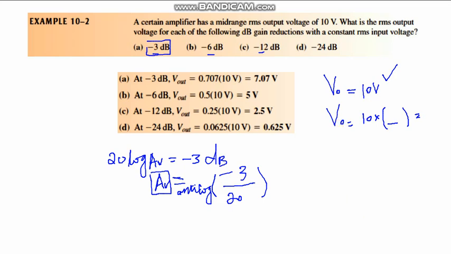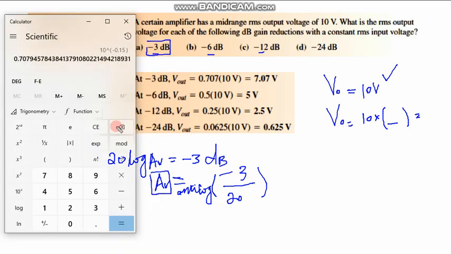So for that, what can I do? I can calculate the value. So this is minus 3 divided by 20. This comes out to be minus 0.15. I'm taking the anti-log. So if I take the anti-log, the ratio is 0.707. So the value is 0.707.